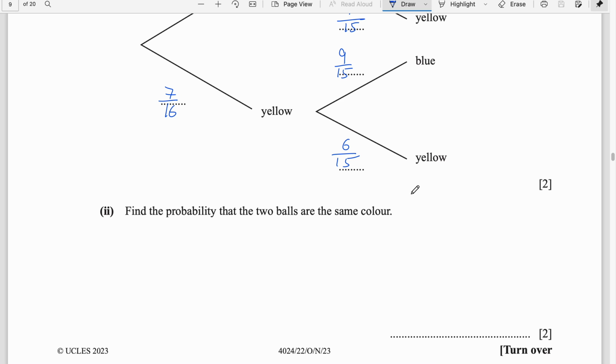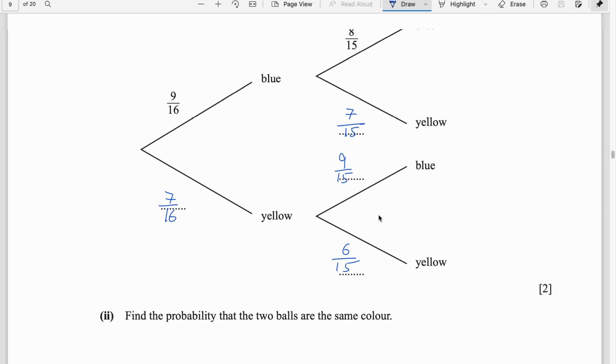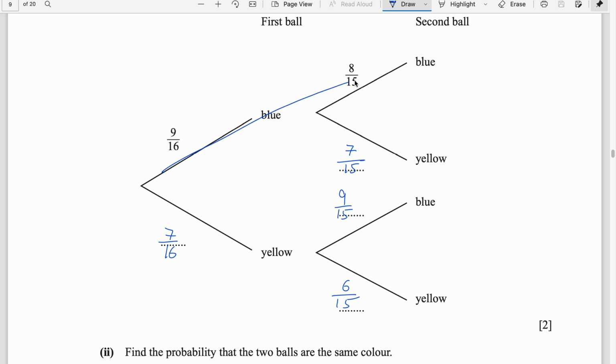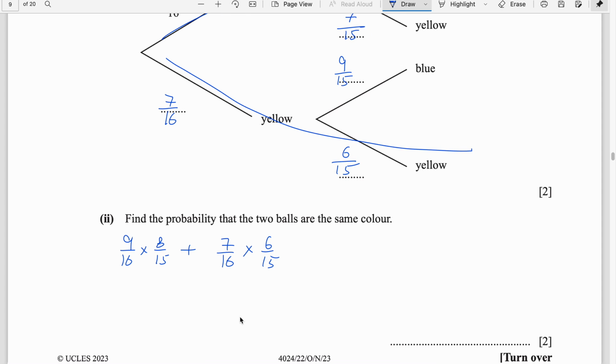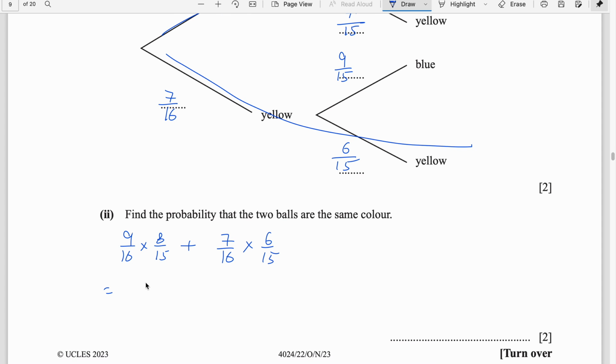Second part says find the probability that the two balls are the same color. So blue followed by blue is the same, and yellow followed by yellow is the same. So we multiply these: 9 by 16 times 8 by 15, plus the second chain, 7 by 16 times 6 by 15. Using the calculator we get 3 by 10 plus 7 by 40, and adding them gives an answer of 19 by 40.